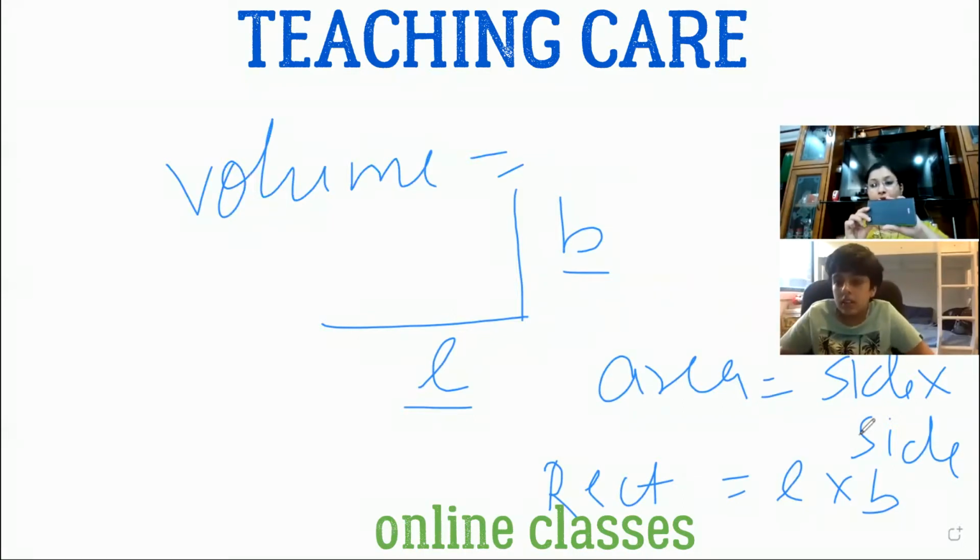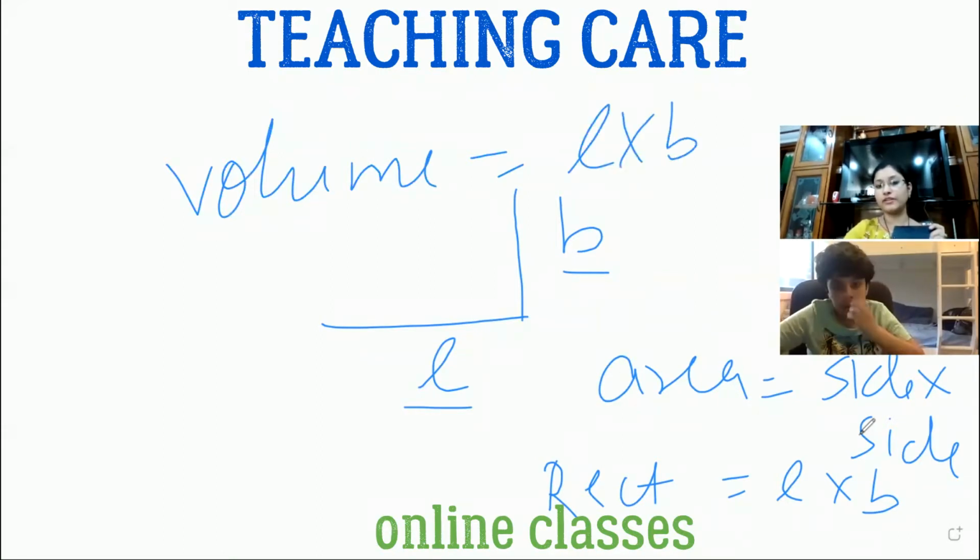I find the area. But if I want to find the volume, then length, breadth, and height. L, B, H. This gives me the volume: length into breadth into height.